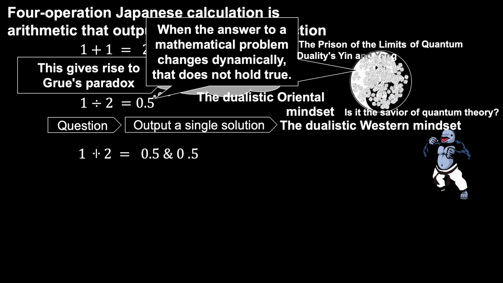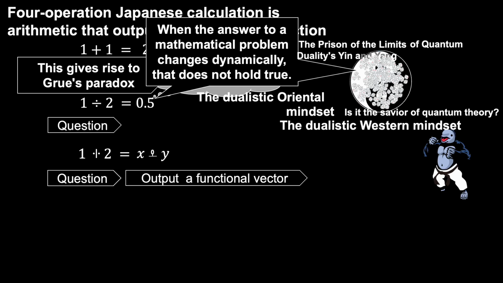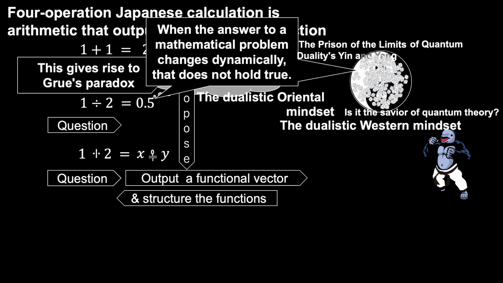My solution is to say, to cut 1 into 2 is to have both 0.5 and 0.5. By turning the solution into a function, a vector, and then stacking and making it orthogonal, we can create structures like a clock or a quantum state. The orthogonality of functions creates equations and algorithms.